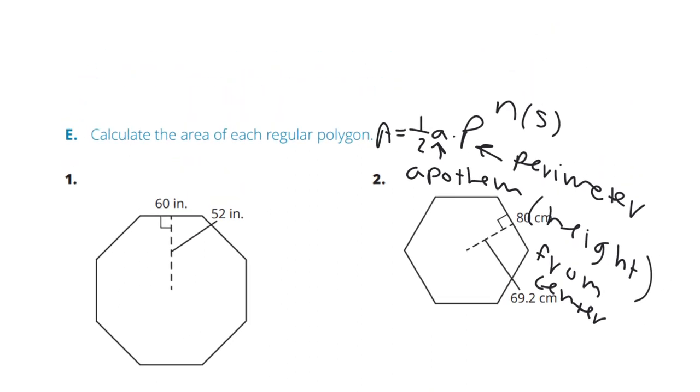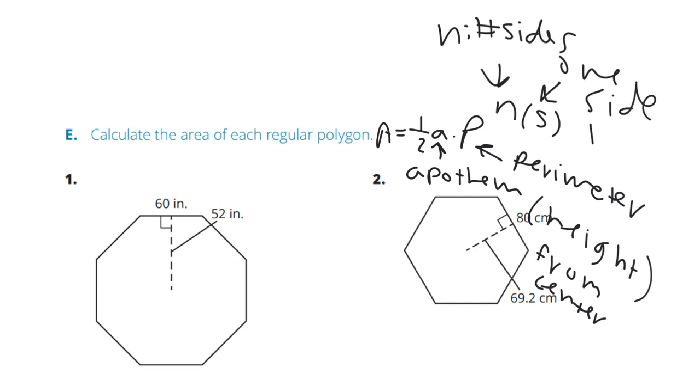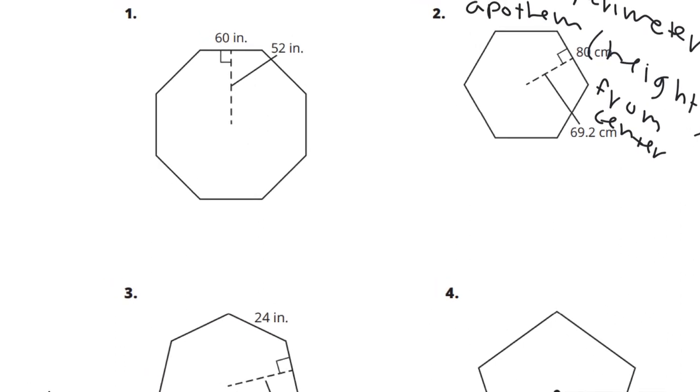So let me scroll down a little bit. N is for the number of sides. And the s is going to be one side length. So you have to know what one side length is at least in order to do this. So if I do the first one, the area is equal to 1/2 times a times P.